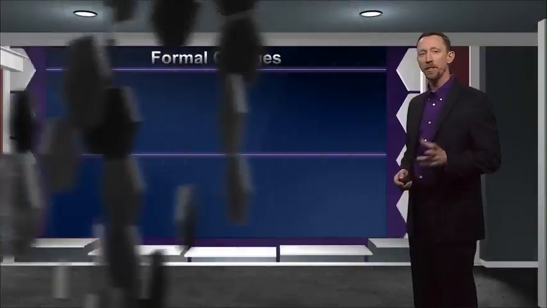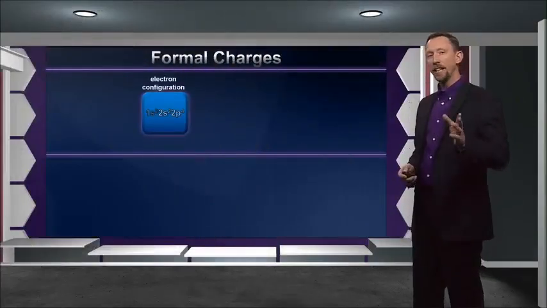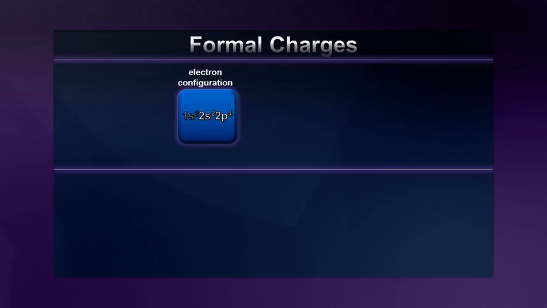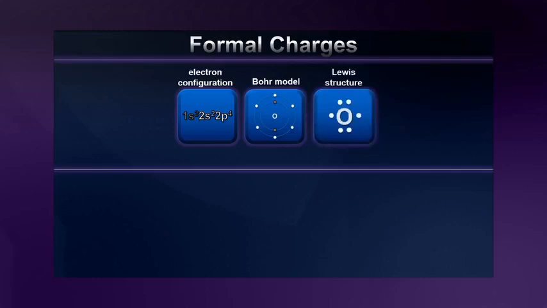So it would be great if we had a tool for analyzing formal charge in molecules. Guess what? We already do. Let's take some examples here. Let's look at oxygen. Oxygen's electron configuration can be easily defined from the periodic table, 1s2, 2s2, 2p4. This means its Bohr model will look something like this, and its Lewis structure will look something like this.